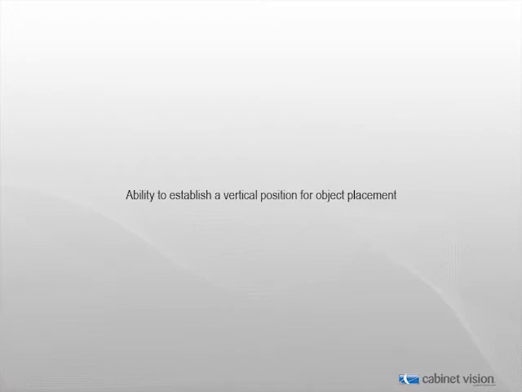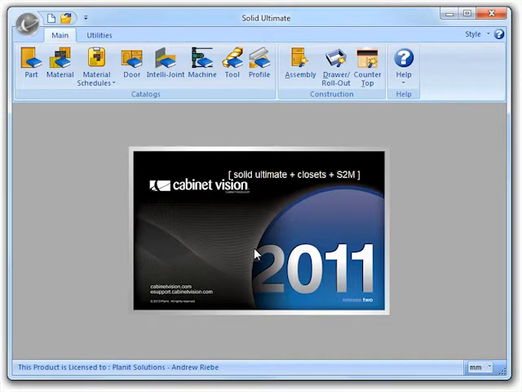With the introduction of Cabinet Vision Solid 2011 R2, you now have the ability to specify a vertical placement value in the room layout. This value allows you to define the vertical position on a wall that objects can reference during placement. This corresponds to changes in the Placement tab of the Object Advanced Properties dialog, but we will get to that later. To see this new option, we need to begin a new job.